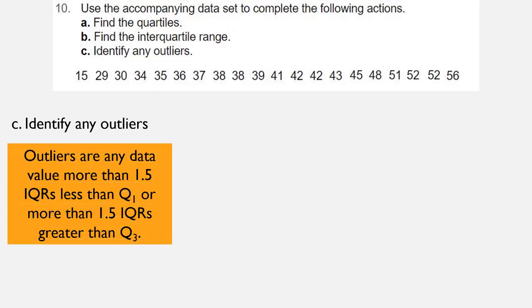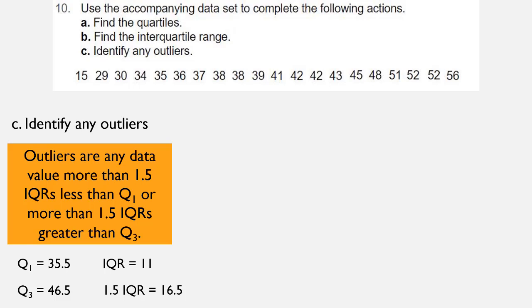So remember that an outlier is any data value more than 1.5 IQRs less than Q1 or more than 1.5 IQRs greater than Q3. So we need to recall our values for Q1 and Q3. Q1 was 35.5, Q3 was 46.5. Then we had the IQR, which had a value of 11, and we need to compute 1.5 IQRs, which is 1.5 times 11, and that's 16.5. So now we can look for our different outliers.